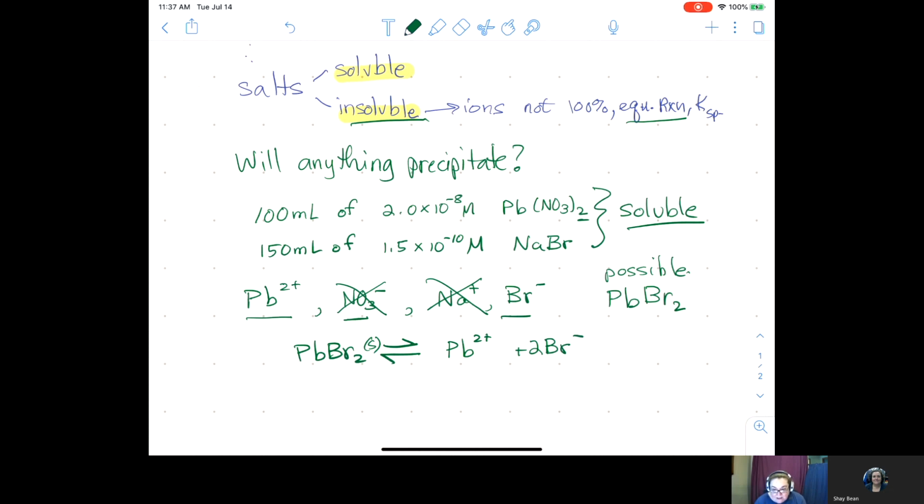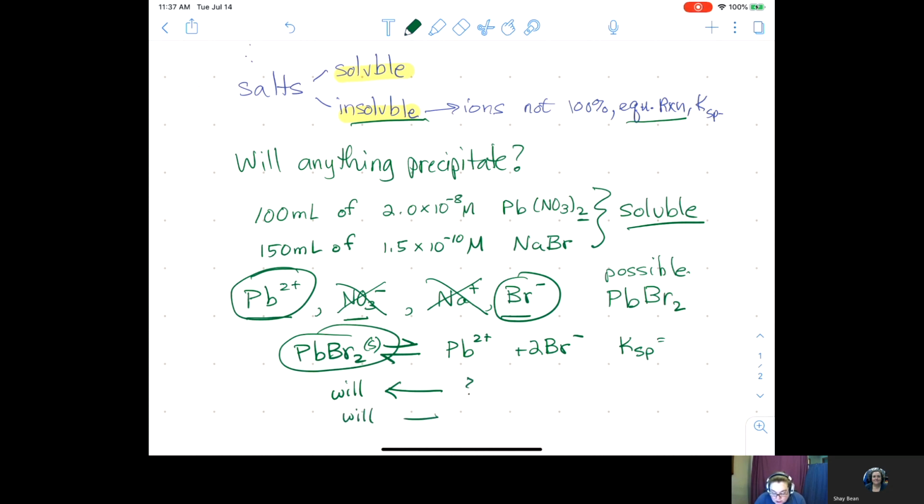The question is, in this equilibrium reaction, which has a KSP associated with it, if I dump in a certain concentration of lead ions and bromide ions, number one, is it at equilibrium? And number two, if it's not at equilibrium, will this reaction shift to the left to form the solid, which would cause the precipitate?